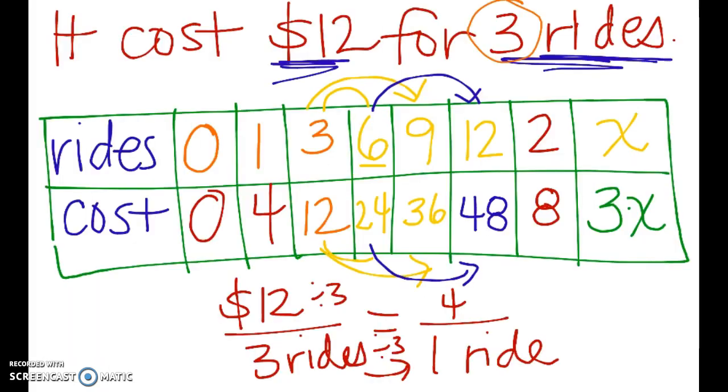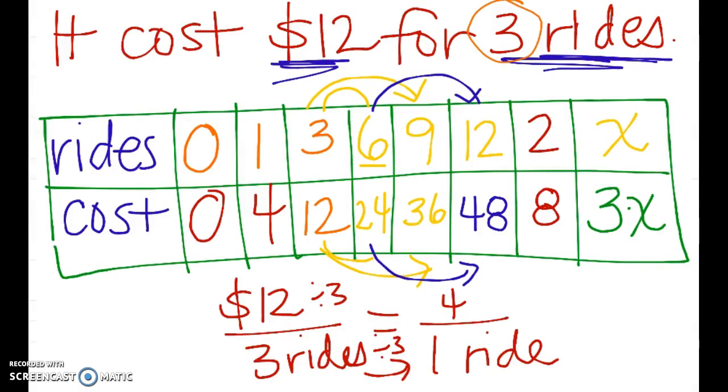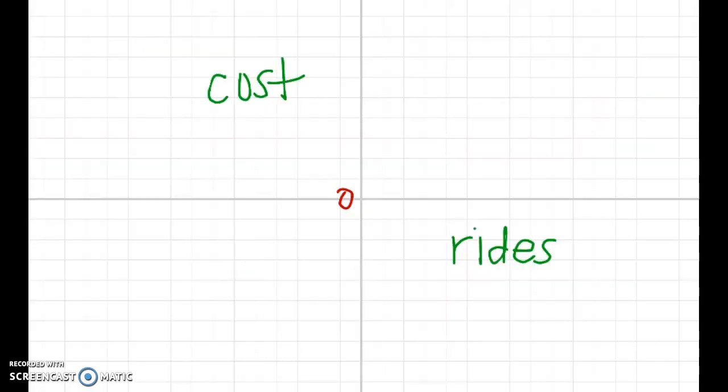All right, now the next thing that I would ask you to do is actually graph it. Okay, so I'm going to look at a graph. Now, the first thing you guys need to do is label. I'm working with how many rides I go on and how much they cost. Okay, so I'm going to put those over here on the side. Okay, now I know 0's in the middle. Okay, for rides, if I look at how many rides I want to count by, it looks like I can just count by 1s or 2s. Okay, I have a lot of lines here, so I'm just going to count by 1s.